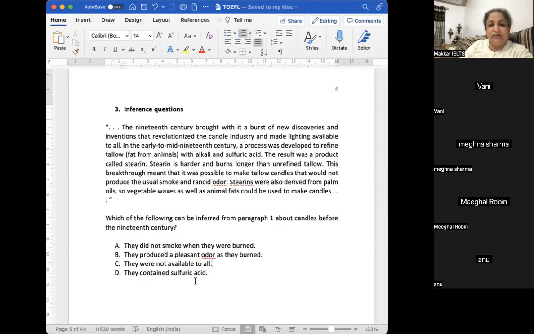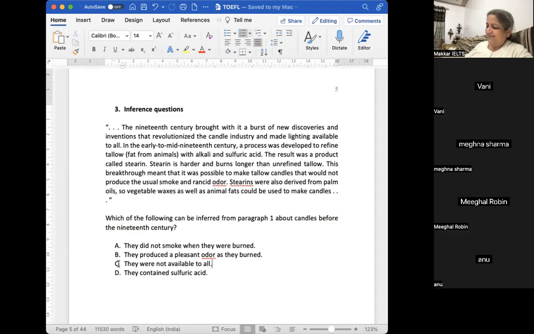They contained sulfuric acid. Now look here, it was written that a process was developed to refine tallow with alkali and sulfuric acid. So they did not contain sulfuric acid; it was used to refine. They contained sulfuric acid is also out. So C is the answer. I hope you could infer that easily.